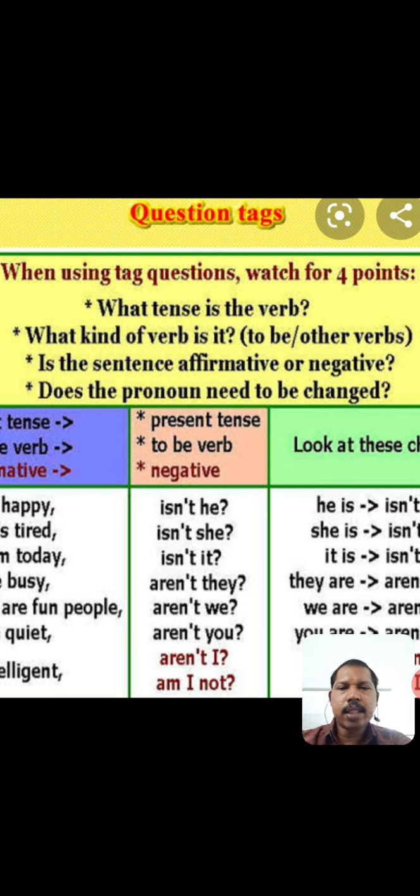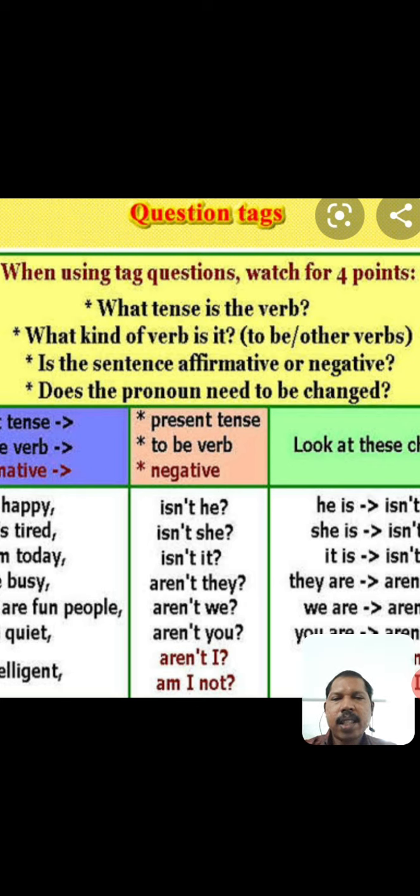Be verbs, as I said earlier, are am, is, are, was, were, and will be, shall be, can be are also be verbs. And modal auxiliaries means can, could, may, might, shall, should, will, would, must, ought to, like that. So you have to observe whether it begins with the helping verb or a modal auxiliary, and which tense is used.